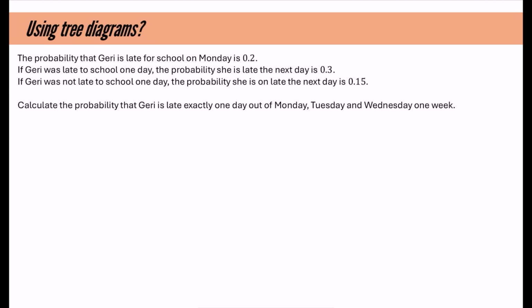And we're going to calculate the probability that Jerry is late exactly one day out of Monday, Tuesday, and Wednesday in 1 week. So she could be late on Monday and then not late on Tuesday and Wednesday. She could be not late on Monday, late on Tuesday, and then she could not be late on Wednesday. She could be not late, and then she could finally be late on Wednesday.